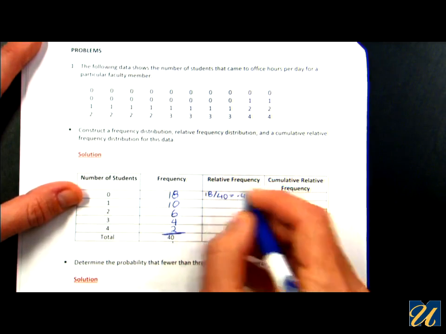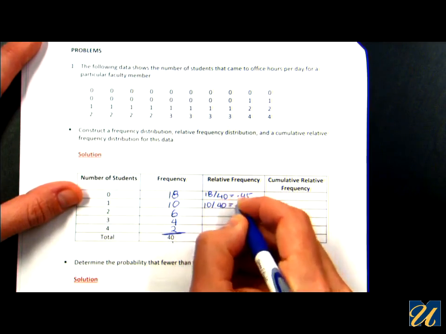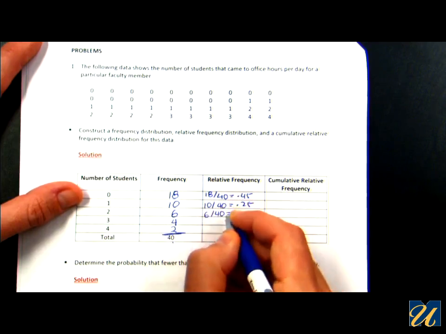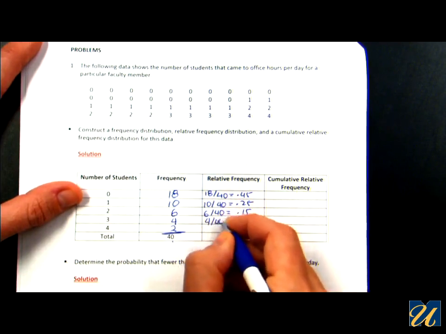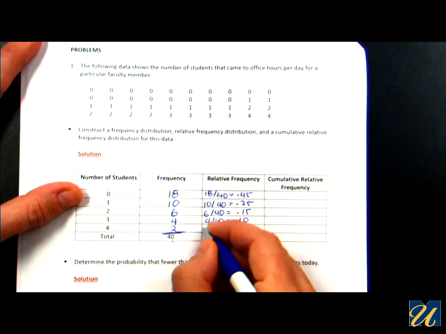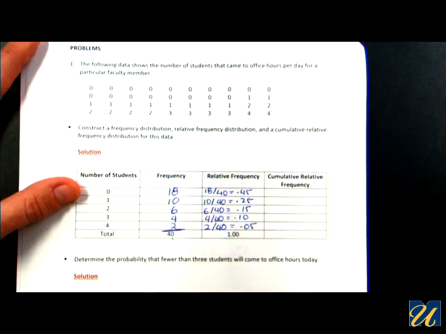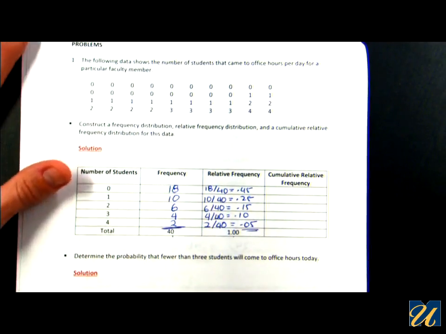0.45, 10 over 40. 0.25, 6 over 40. 0.15, 4 over 40. 0.1, 4 over 40. And 0.05, 2 over 40. Then if we add them all, they add up to 1.